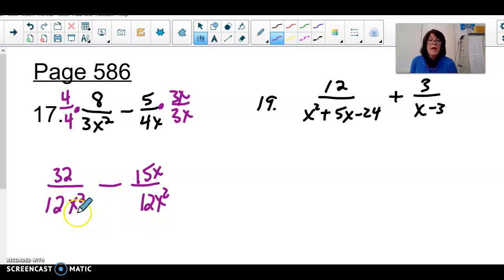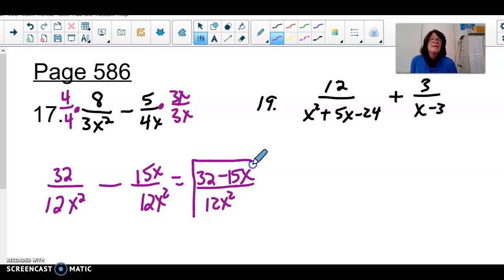When we subtract with the same denominator, the answer will be over that denominator, and I will take 32 minus 15x. I can't take 32 minus 15x, so I'm just going to write it. I can't combine unless they're like terms. So that is the final answer: 32 minus 15x all over 12x squared. Okay?